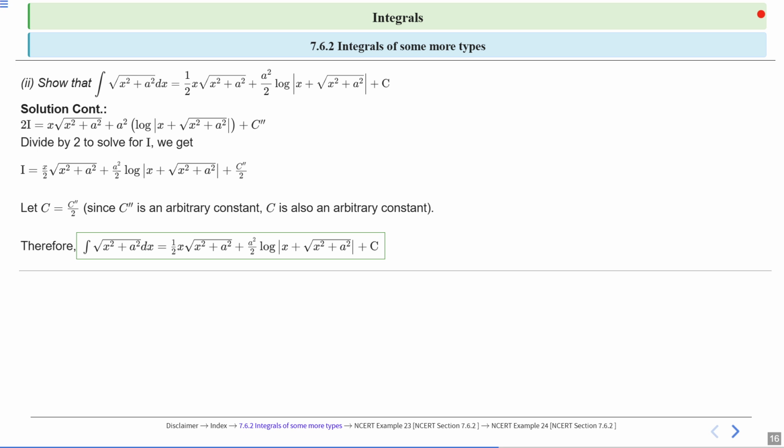So now we have the formula of integration of root under x square plus a square. So from now, if we have any question of integration of root under some polynomial, and if it is convertible or of the form x square plus a square, then we directly use this formula. We don't need to apply the long process of by parts.